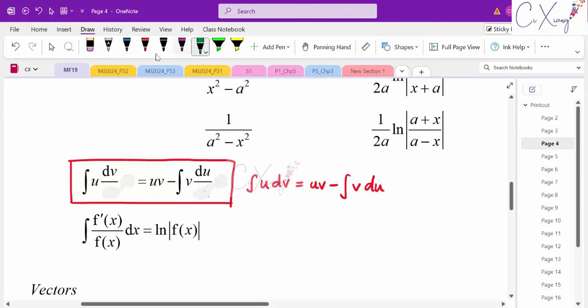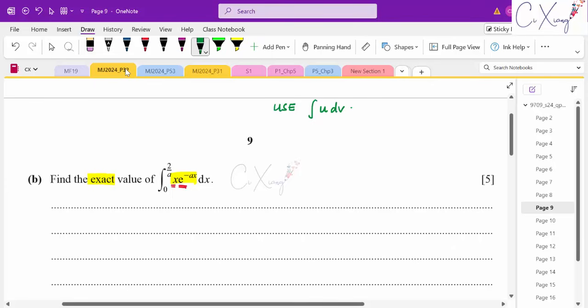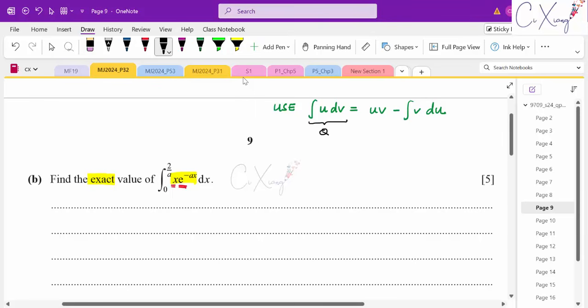Okay, so let us go back to our solution first. There are a few things that we need to go through before we can start the integration. First, I know that I'm using this formula: integrate u dv equals uv minus integrate v du. Basically, this part is the question. We need to decide which part of my question becomes the u and which part becomes the integration of dv.